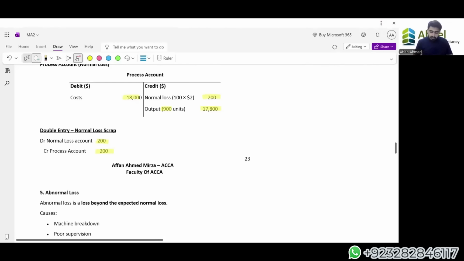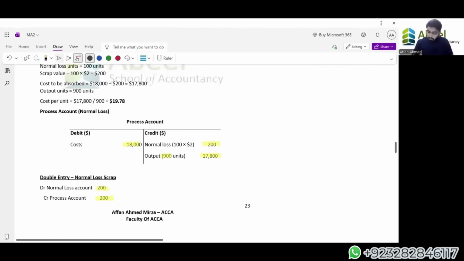So if I see this, the normal loss account will look somewhat like this. On this account, what we can see is that normal loss is debited by 200 because this is the loss that we have incurred. So by the name of process, we are going to record 200 on the debit side. Now, why is 200 allocated to the scrap value units or normal loss units? The 200 is allocated because this is the scrap value of those goods.